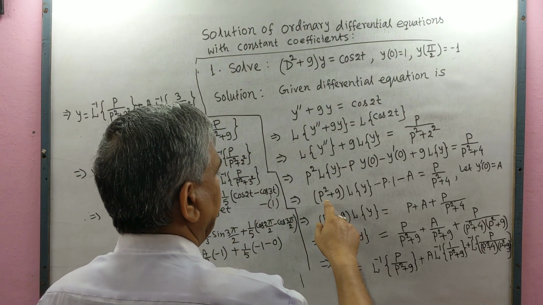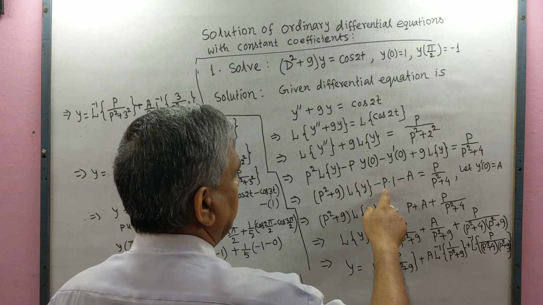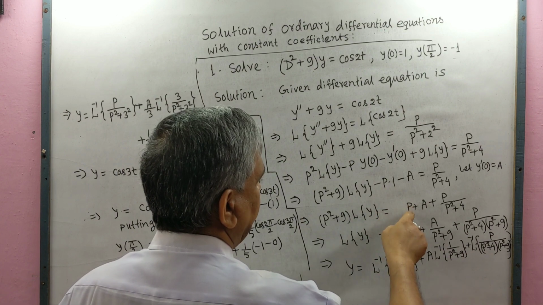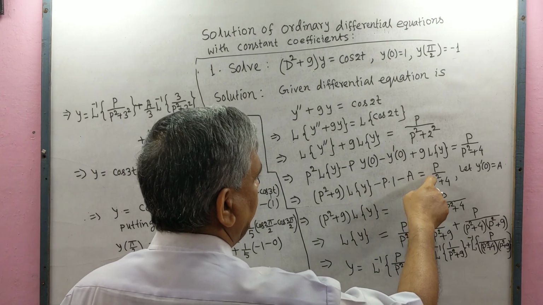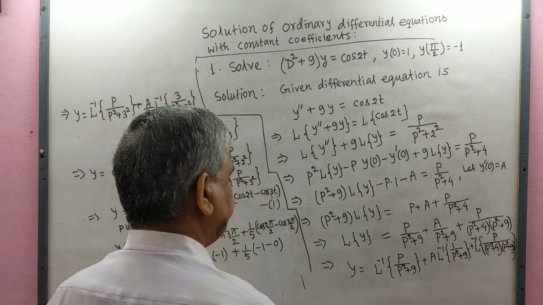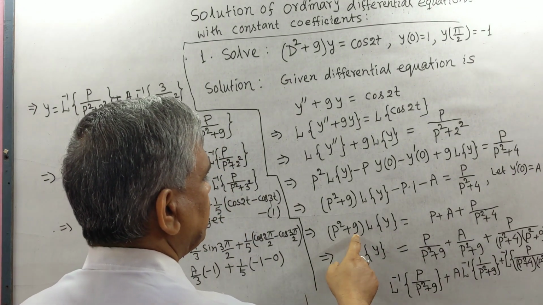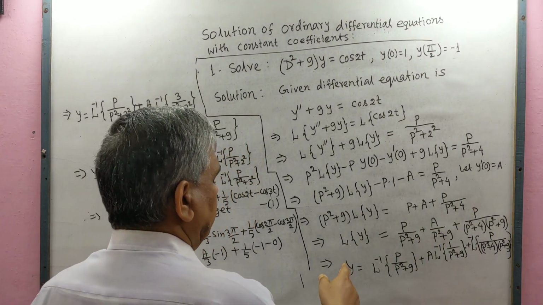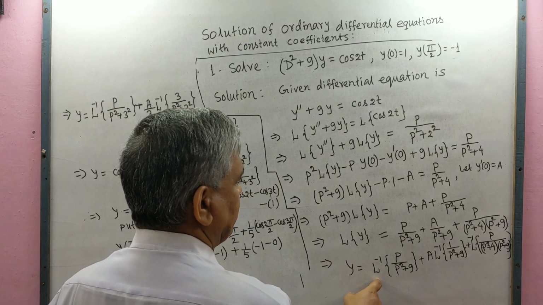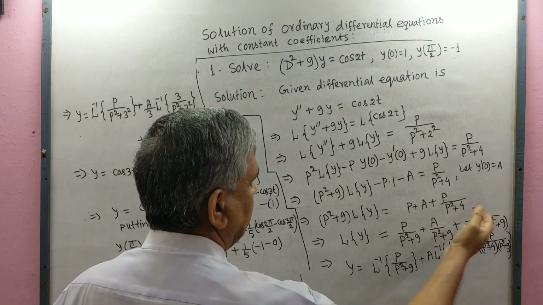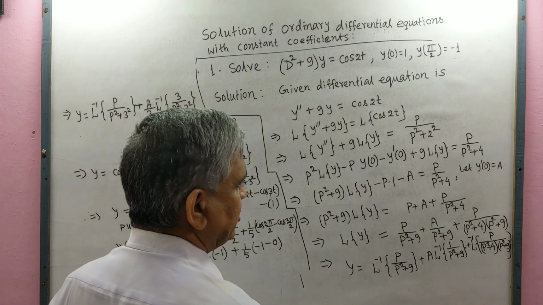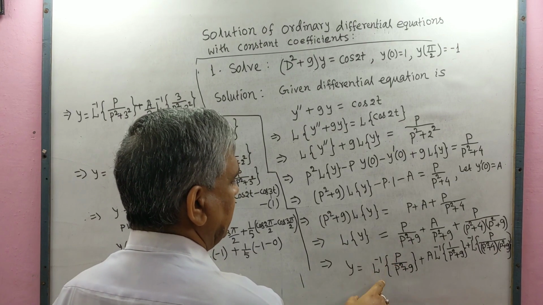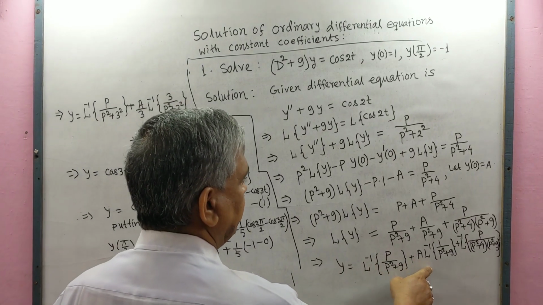Now (p square plus 9) L[y] equal to, sending to the right side, p plus a plus p by p square plus 4. Now dividing both sides by p square plus 9, we get this result. Now y equal to L inverse of right side, but inverse Laplace transformation is a linear transformation, so we get the inverse Laplace transformation of individual terms.